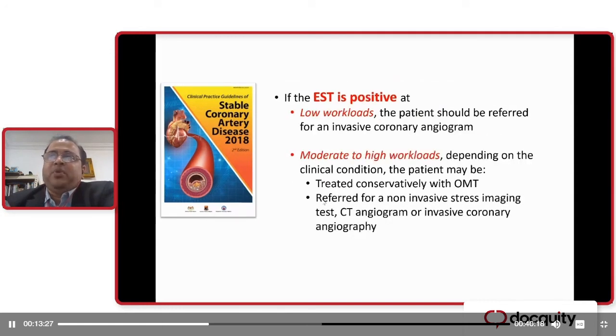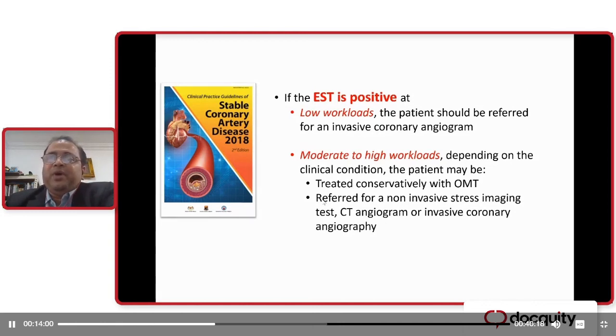If the EST is positive at low workload, then it is a no-brainer. Basically, you need to go for a more definitive test. Most of the time, it's an invasive coronary angiogram. So even before doing a stress test, ask the patient if he is keen for intervention and so on. If the patient is not keen at all and he tells you upfront, you don't even have to proceed further. Just continue medication, and then you base on the symptoms and so on.